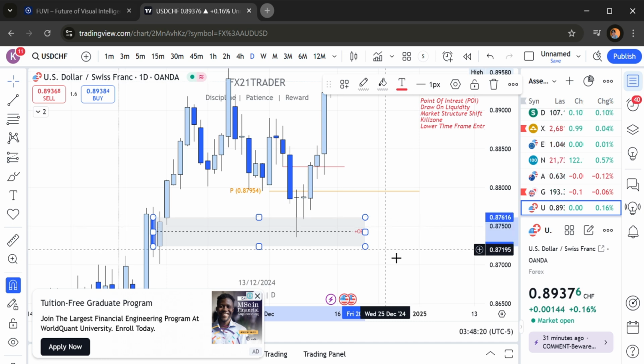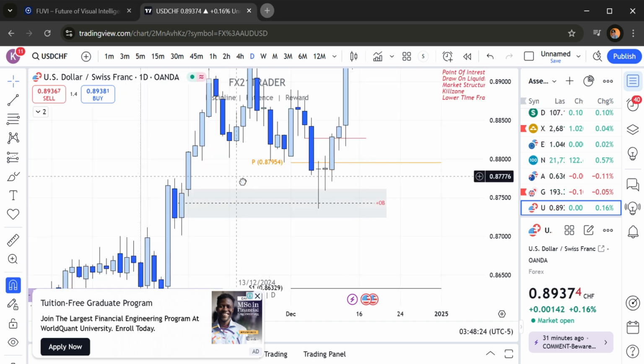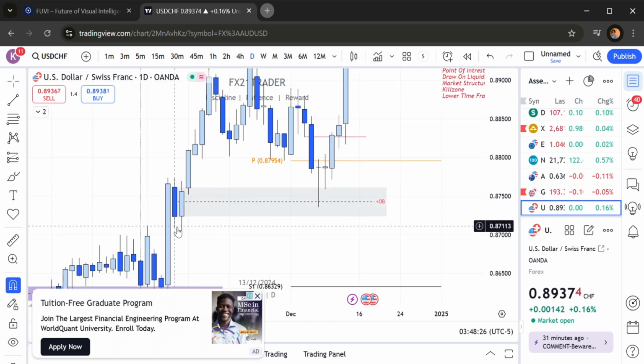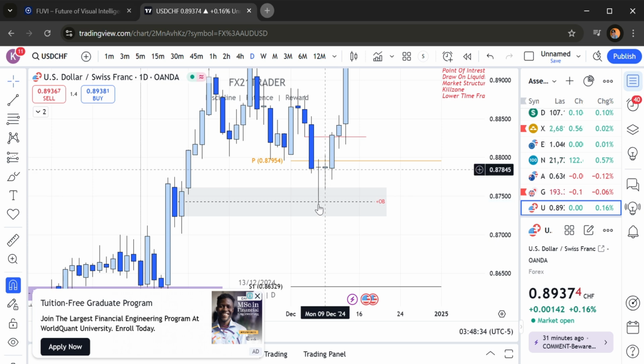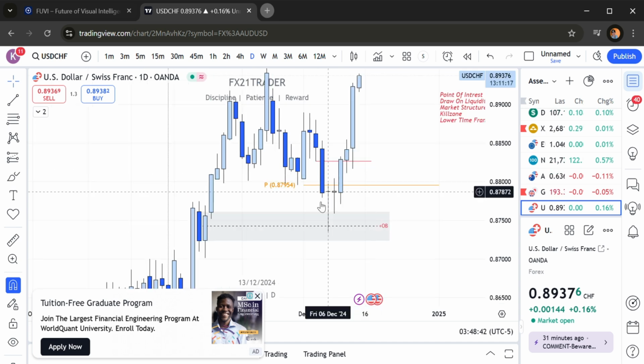So once price hit this order block right here, it took out liquidity. Once price hit this order block, are you seeing how it reversed? Sorry, how it rejected. This shows that it's a strong point of interest. So how do we know that now, yes, we are going to continue higher?